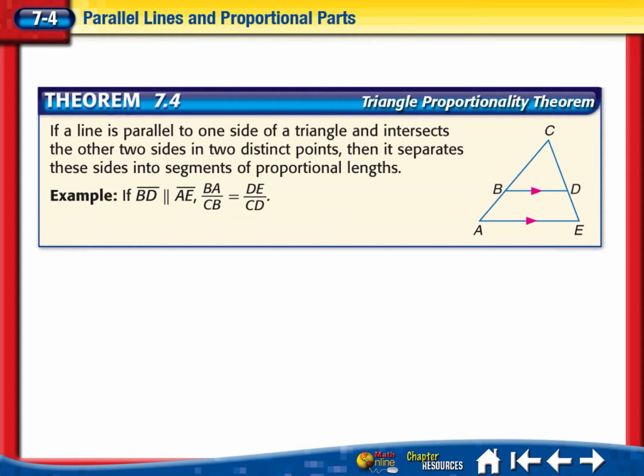So our first theorem, it says the triangle proportionality theorem. It says if a line is parallel to one side of a triangle, so BD here is parallel to AE there, and it intersects the other two sides in two distinct points, so that's point B and point D, then it separates these sides into segments of proportional lengths. So the segments they're talking about is C to B, C to D, and then B to A, and D to E.